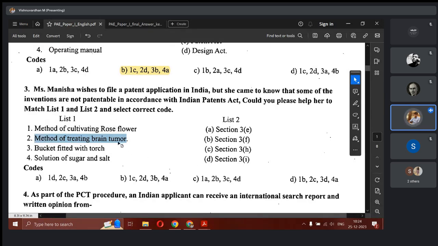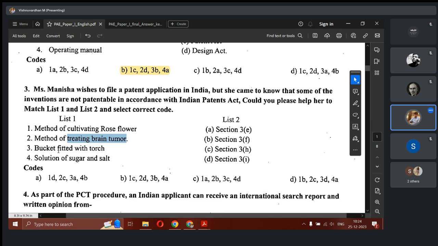Sometimes this could even come under section 2B: anything that is prejudicial to human life or goes against public order or morality. But the more correct match would be 3I. Again, these sections are not designed to restrict you, it's to expand the definition of what is not patentable. So it doesn't have to be an exact match.